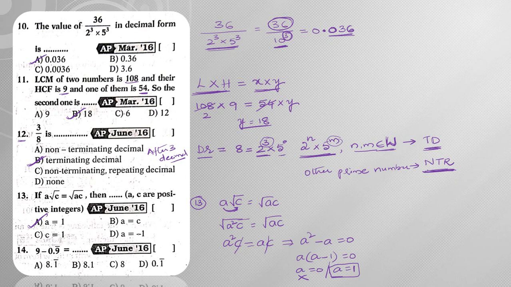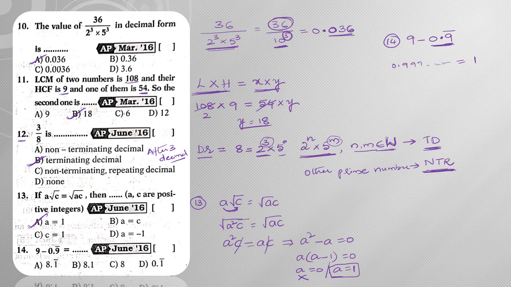Right, next moving on to question number 14. If you observe question number 14, it asks you to find the value of 9 minus 0.9 bar. If you observe this carefully, we have 0.9 bar. 0.9 bar means 0.999999999 and so on, right? So 0.9999 and so on is a non-terminating repeating decimal, and it is equal to 1, right?